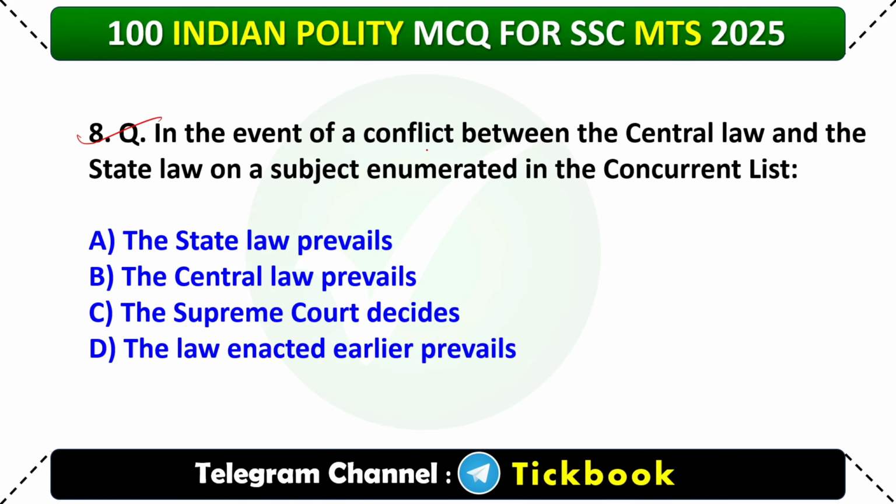8. In the event of conflict between the central law and the state law on a subject enumerated in the concurrent list? Option number B, the central law prevails.